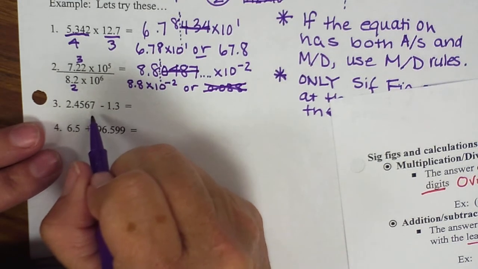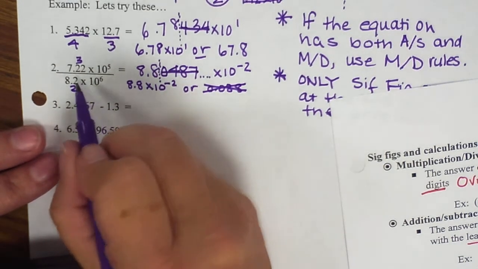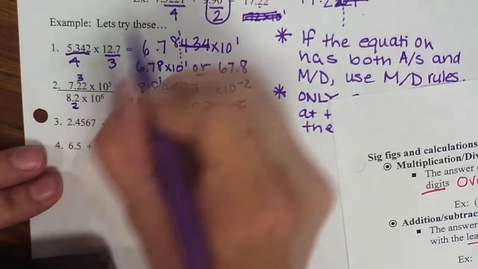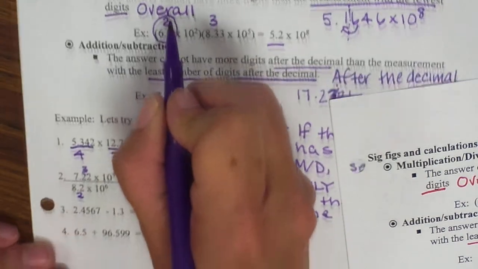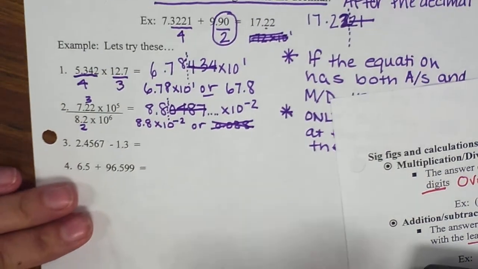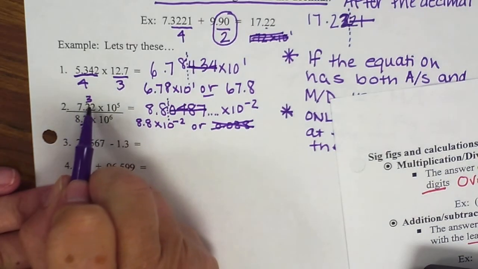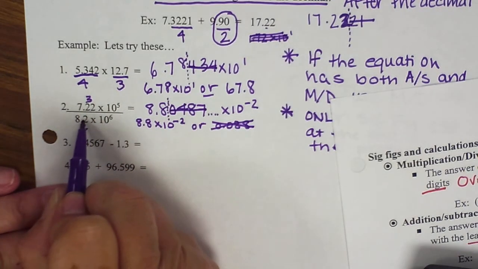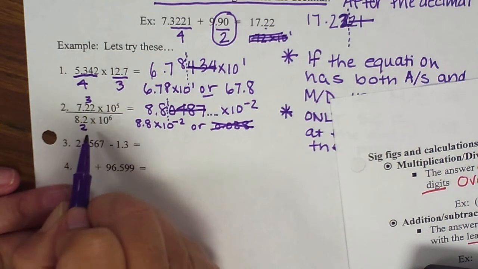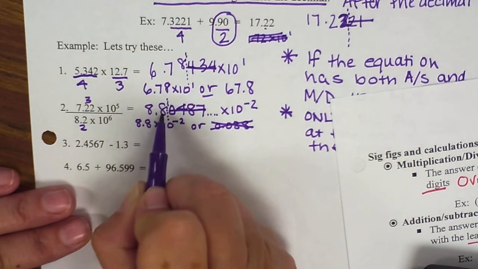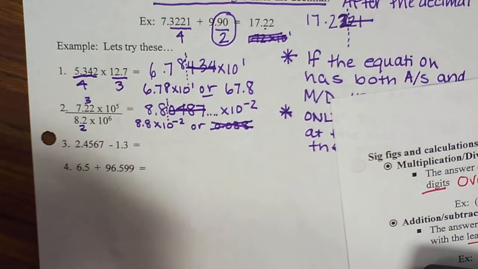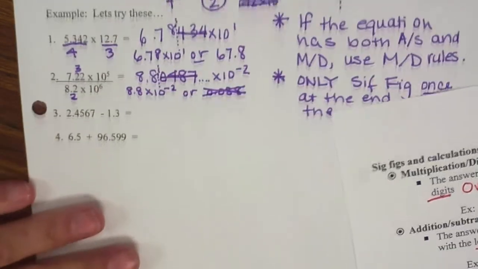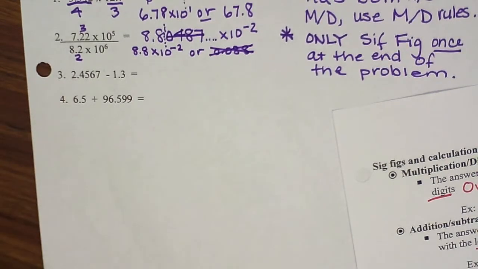So the question is, how many digits do I get? Since it's a multiplication or division problem, I look at the overall count of digits in each number. Here I had 3, here I had 2, and I'm going to take the lowest number of digits, which is 2. So that's how many digits I get. So I get 8.8. That's all I get. Then I draw my line and round off to 2 digits. Okay? All right. Other questions? Great question, Samaya.